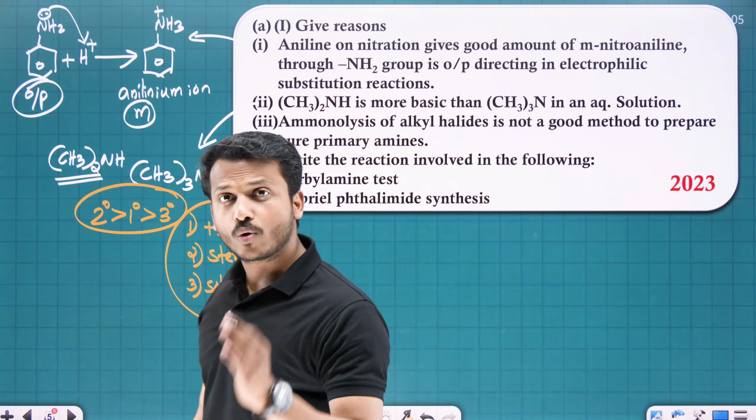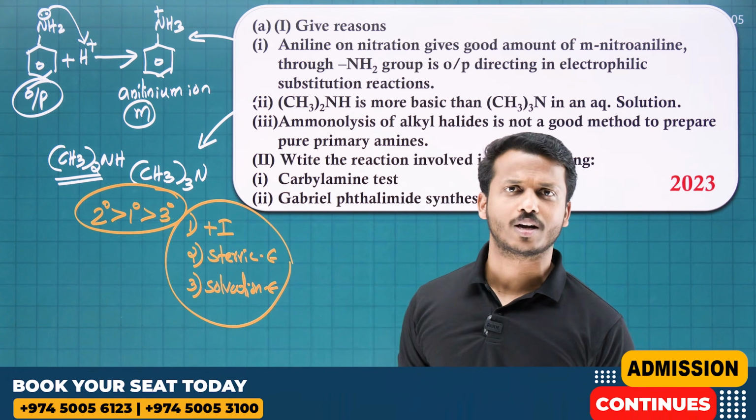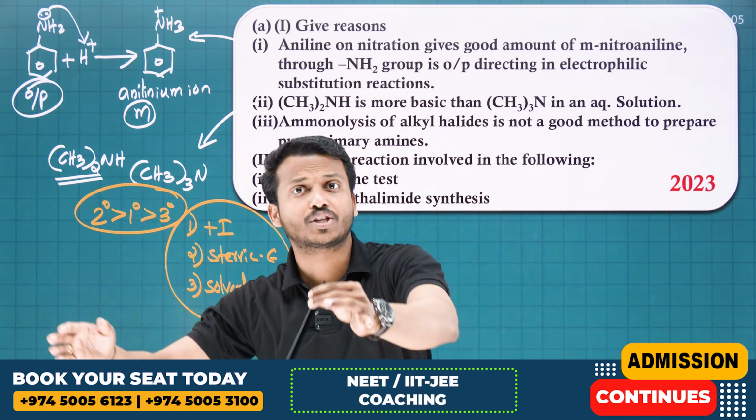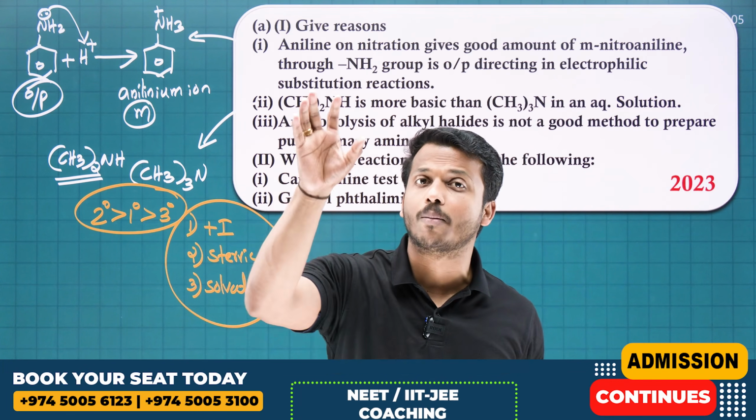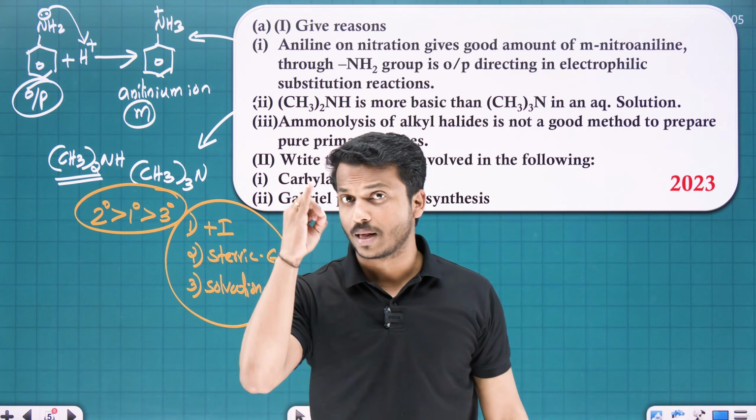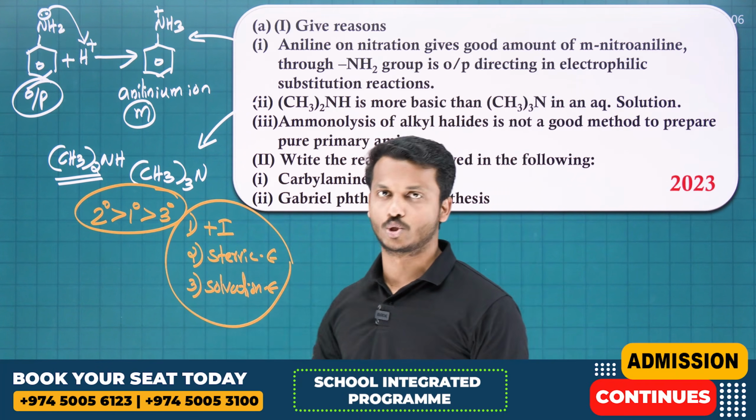So dear all, in aqueous solution, we have to be careful. Suppose it is in the gaseous state, what is the order we studied? Tertiary, secondary, primary. Because in the gaseous state, we have to consider only the plus I effect, whereas in aqueous state, we have to consider 3 effects: plus I, solvation and steric effect. All together, the order comes like this.